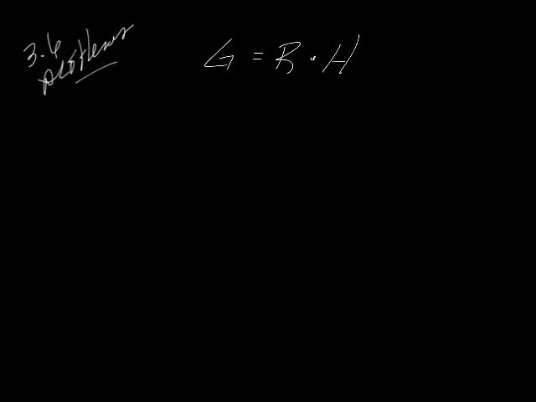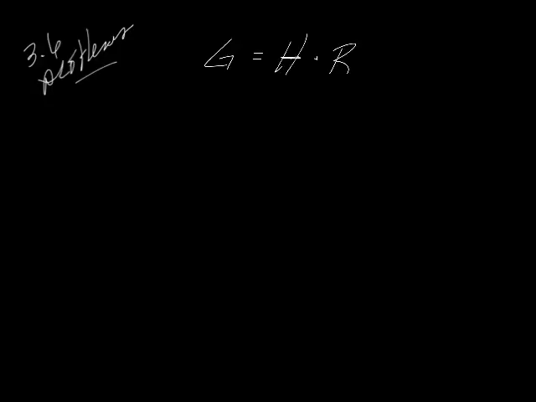G equals R times H, or H times R. And it tells us the gross pay G a person receives for working H hours at an hourly rate of pay R. I'm going to switch these around so that it's the same as the book: H times R. All right, so find G is what they're looking for.